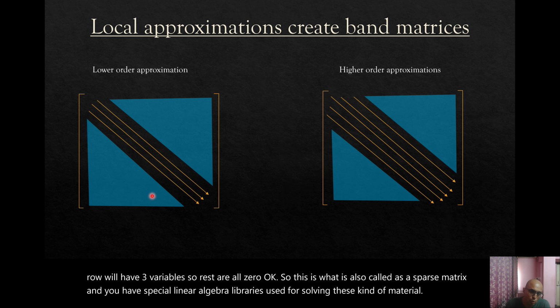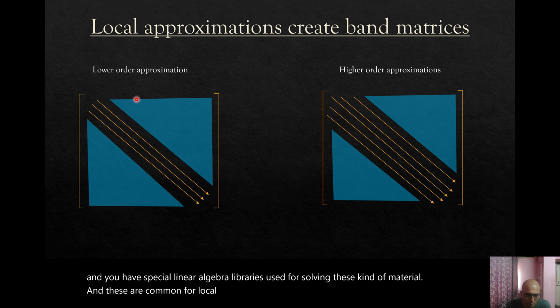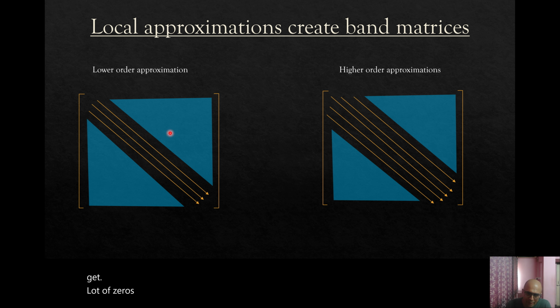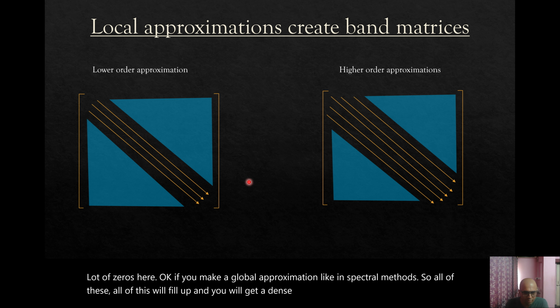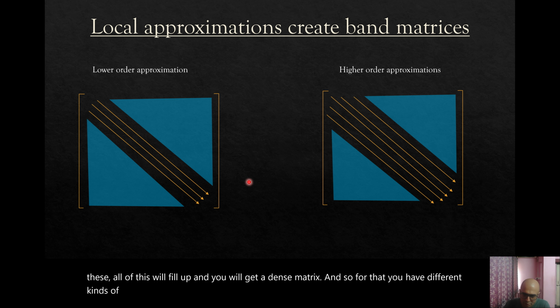And these are common for local approximations, because for local approximations you get a lot of zeros here. If you make a global approximation like in spectral methods, all of this will fill up and you will get a dense matrix. And so for that you have a different kind of solvers, which are dense matrix solvers.